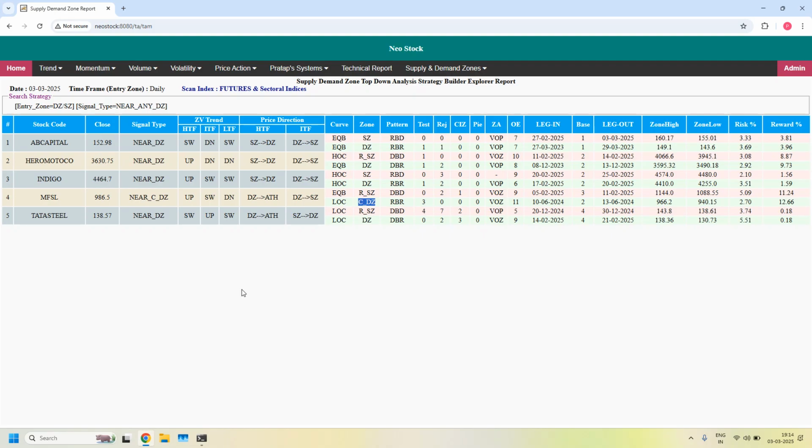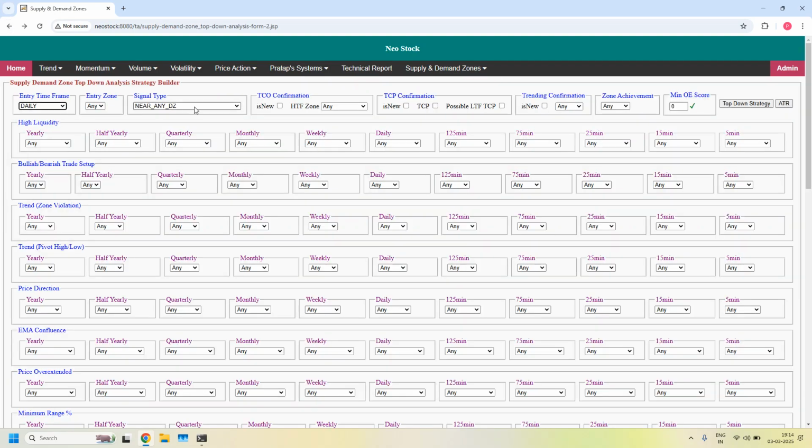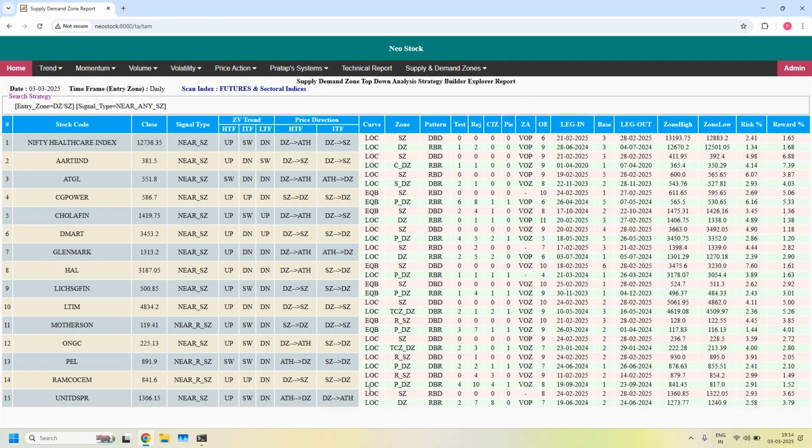Stocks near daily demand zones. Next, for daily time frame, let us find the stocks near daily supply zone. We got 15 stocks. Let us identify high liquidity supply zones from this list. Motherson is having a high liquidity supply zone. PEL is having a high liquidity daily supply zone. Ramco Cement is having a high liquidity daily supply zone. We have identified 3 daily high liquidity supply zones from this list.